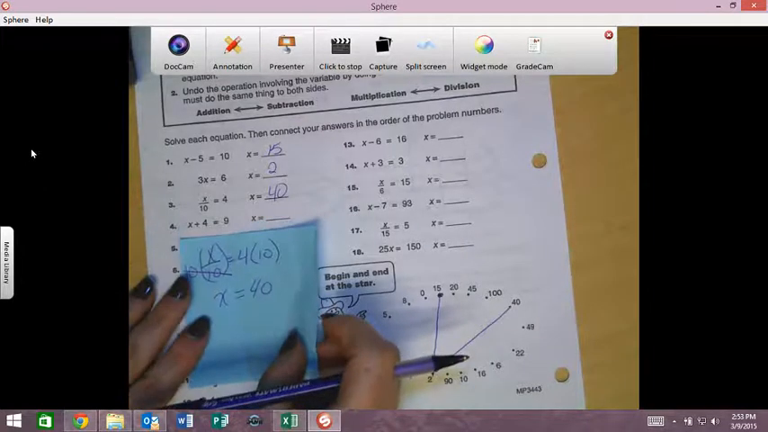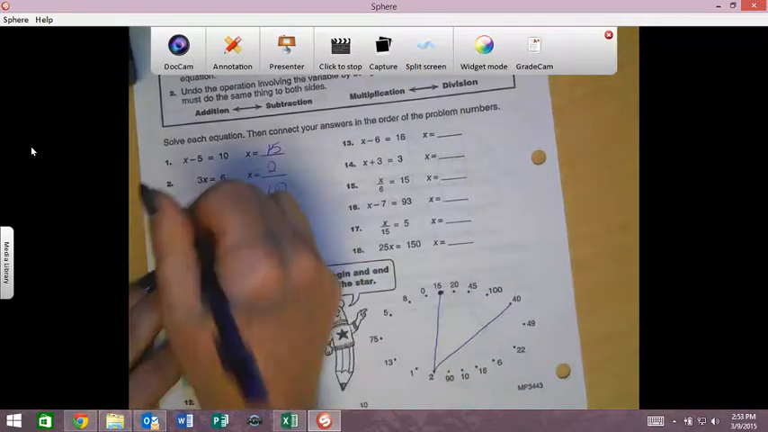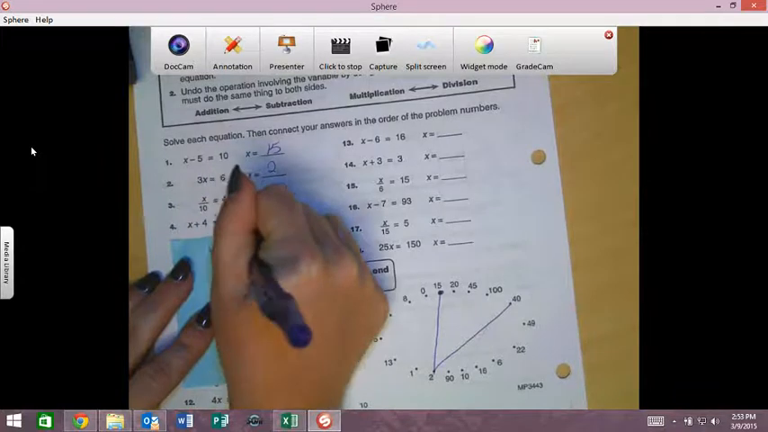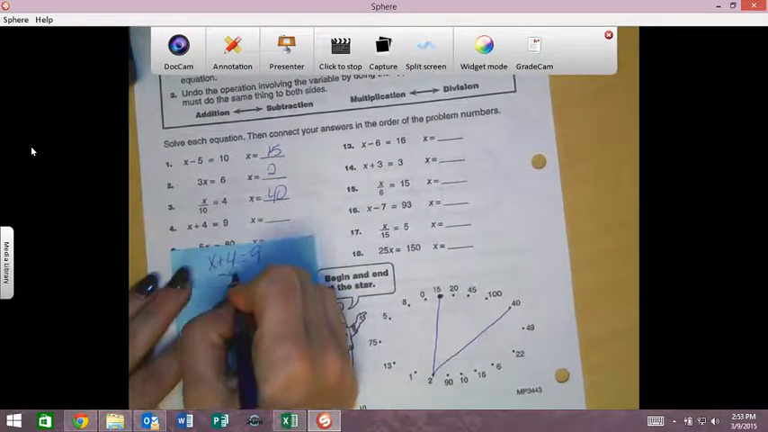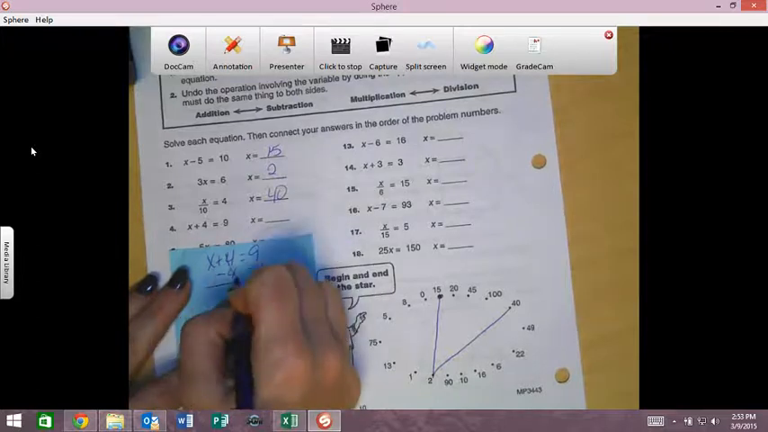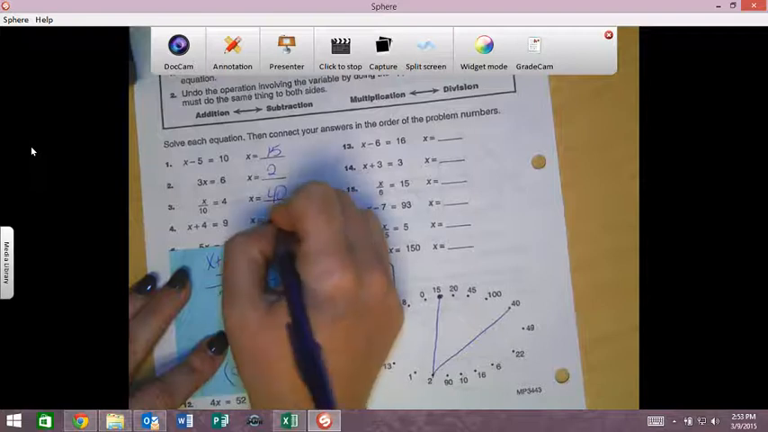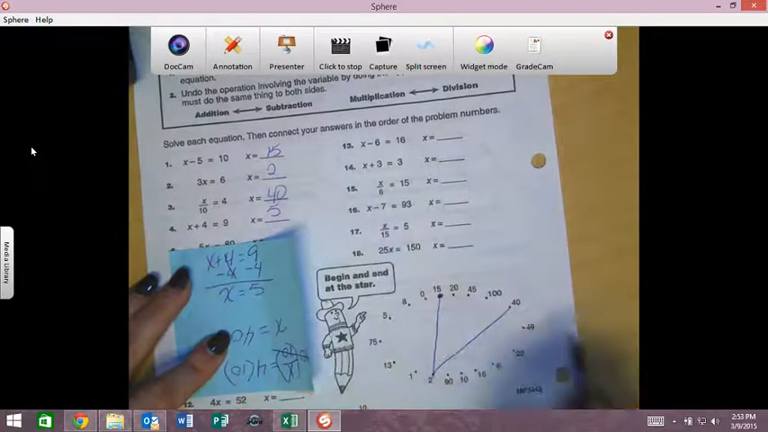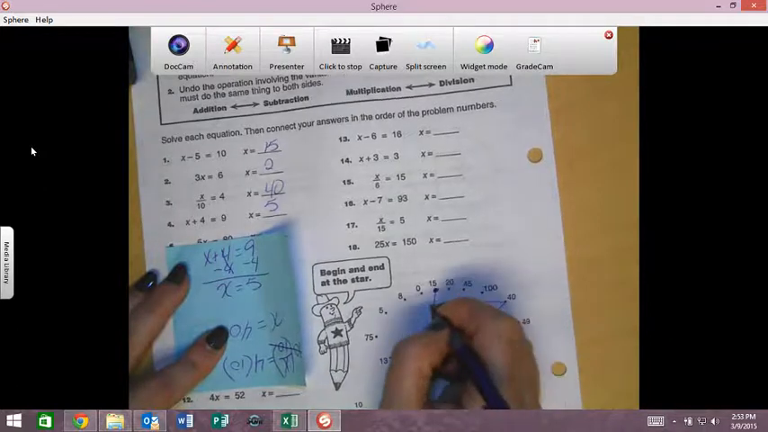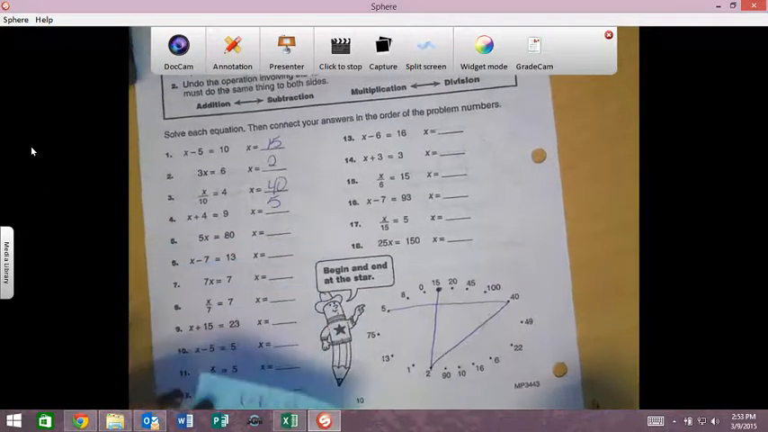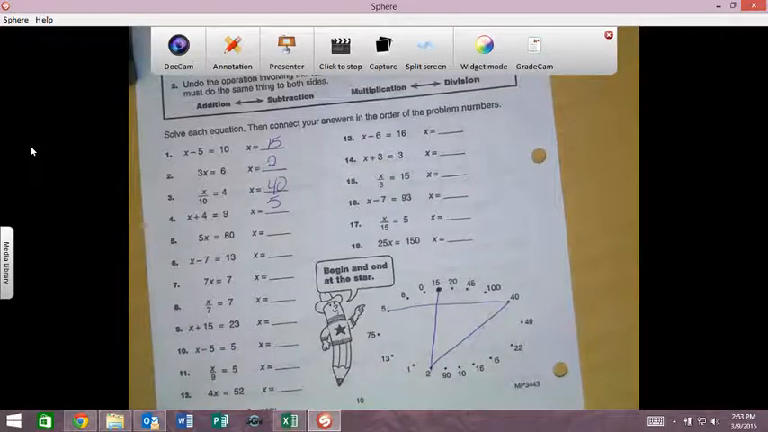Our last one is going to be x plus 4 equals 9. So I'm going to subtract 4 from both sides so I can get the x alone. I'm isolating my variable, and x equals 5. So from 40, let's see here, where's 5? Here is 5, and I'm going to draw my line. I've done one of each kind of problem with you. You guys should be able to handle these. These are one-step equations.